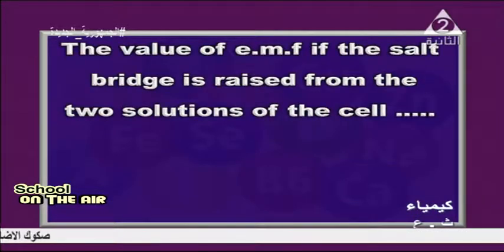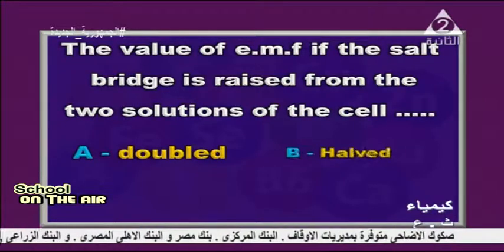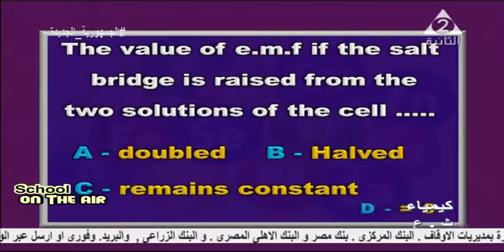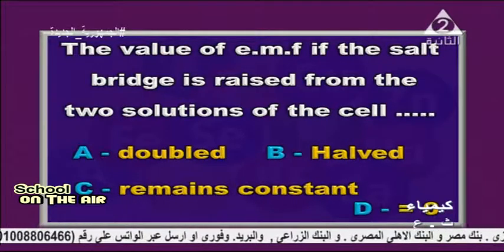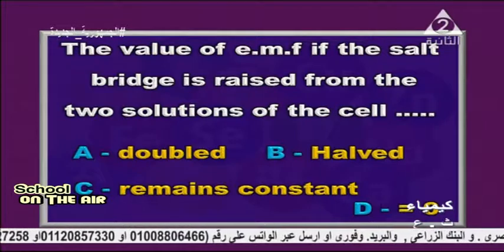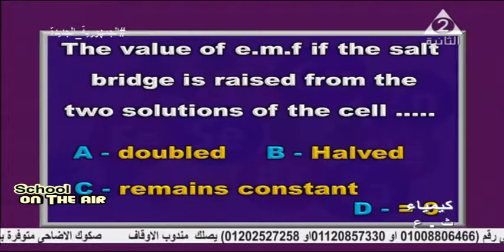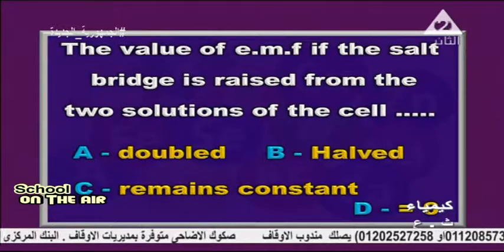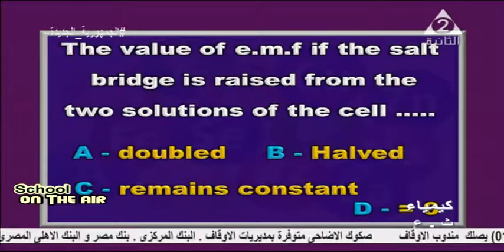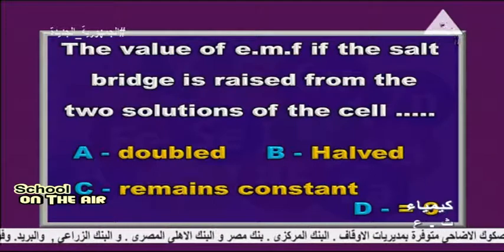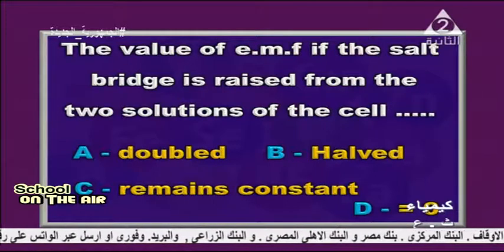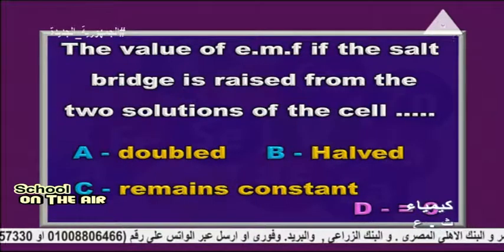The value of the EMF if the salt bridge is removed from the two solutions of the cell: doubled, halved, remains constant, or equal 0? We know that the salt bridge maintains the neutrality of the two half cells. So if we remove the salt bridge, each half cell will be saturated with excess ions. So the EMF equals 0 if we remove the salt bridge.